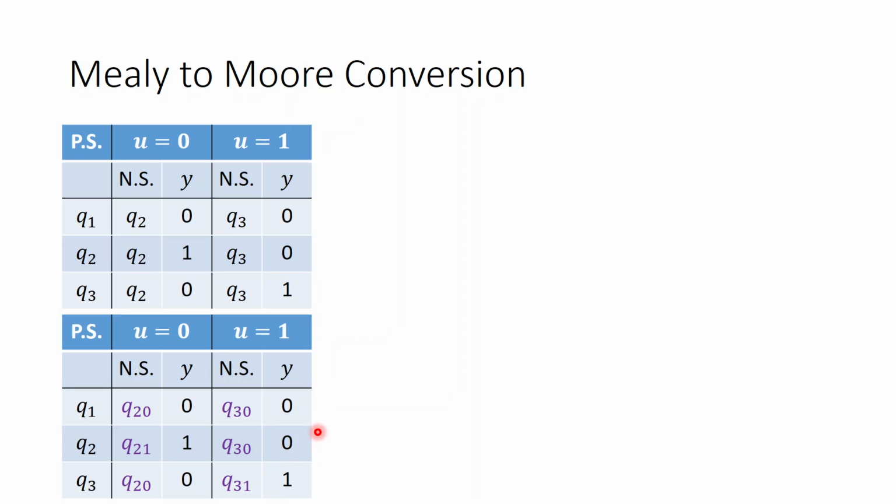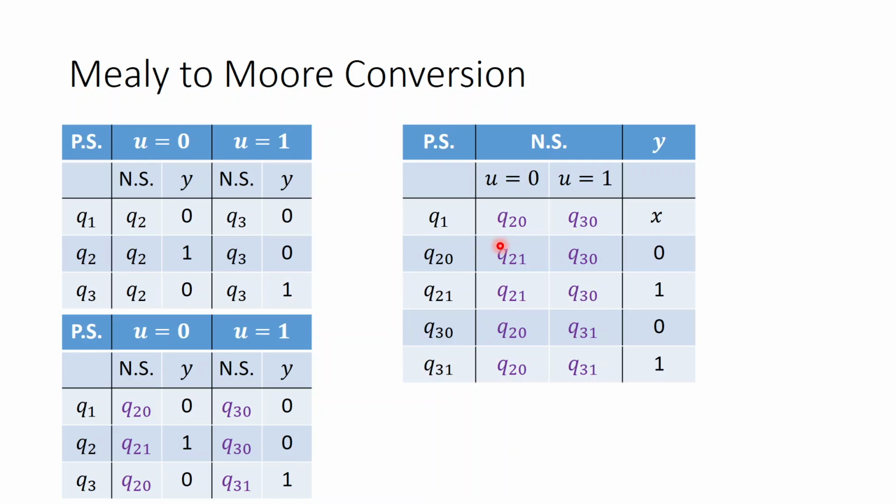Perfect. Now you have to rewrite the state table because now you have so many states. New states have come. So you have to rewrite the state table with all these states. Q1 is already there. Q2 0, Q2 1, Q3 0, Q3 1. And then you again rewrite based upon the next state for u equals 0 and u equals 1. What is the next state for u equals 0? It is Q2 0. For u equals 1, it is Q3 0.